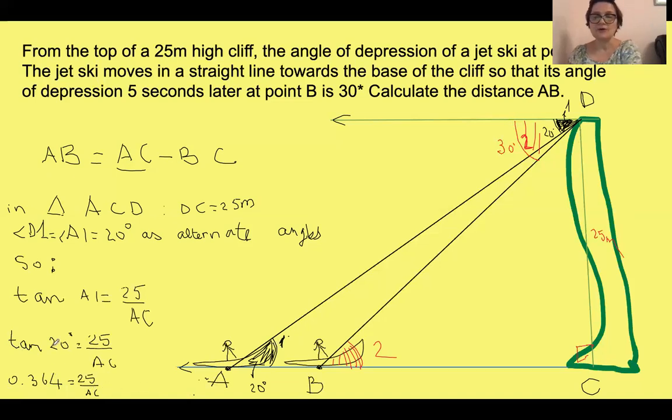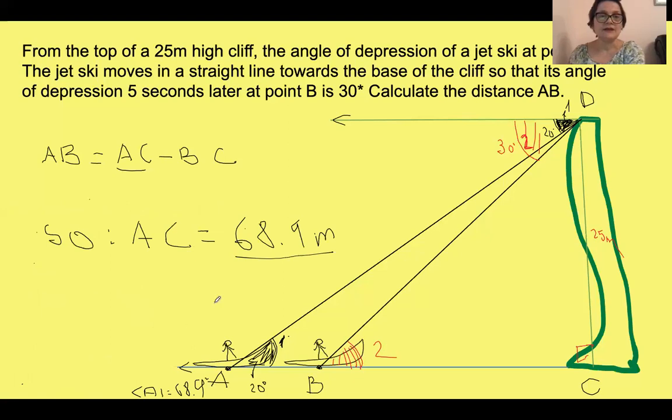And this is how side AC, the adjacent here, is equal to 68.9 meters, not this one here. So 68.9 meters is the side AC. Now, we do exactly the same thing for triangle BDC, or BCD. The triangle BCD is again a right angle triangle.